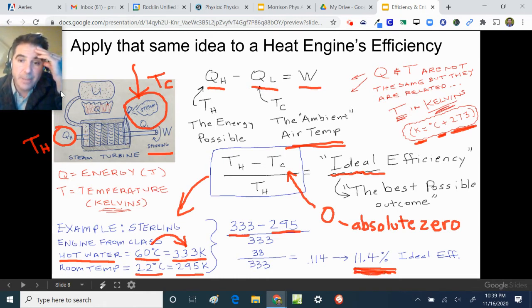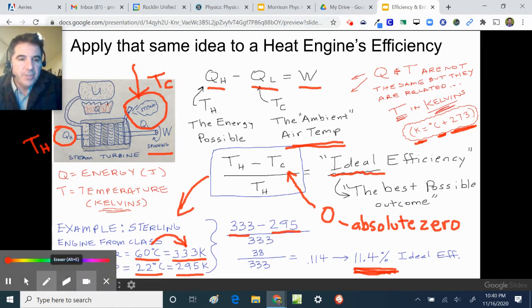But ideal efficiency is not actually saying what your actual efficiency is. Well, what the heck are you talking about, Mr. Morrison? I'll show you on the next page how you would get actual efficiency compared to ideal efficiency.